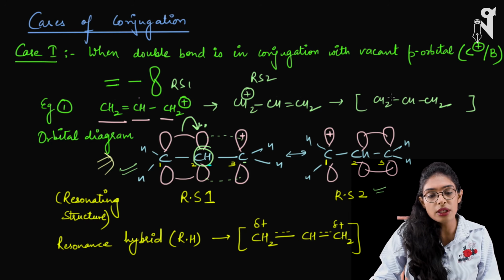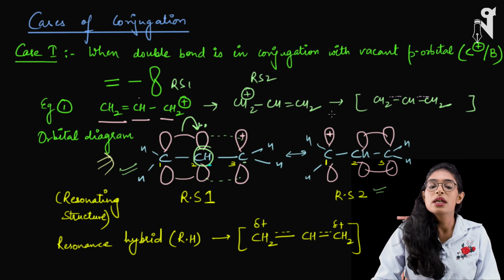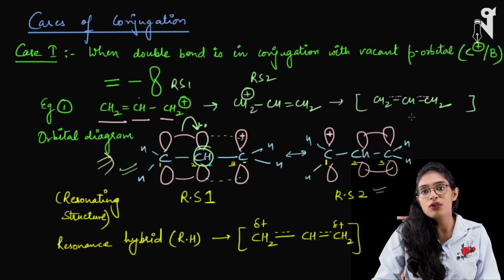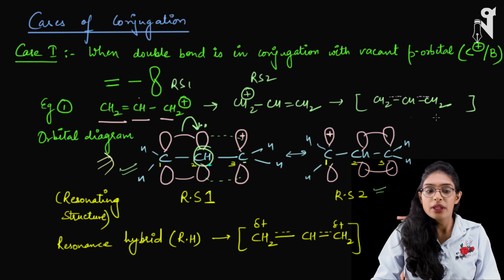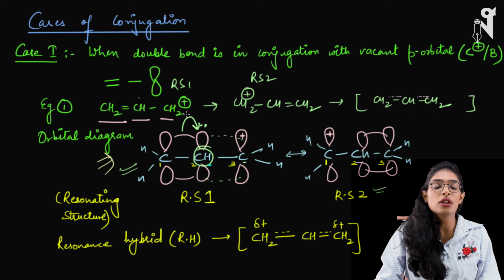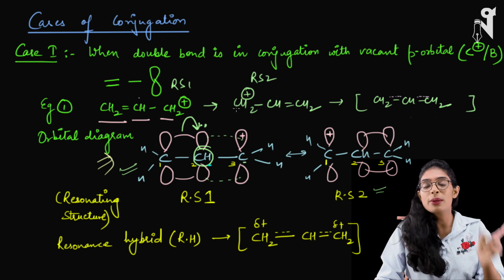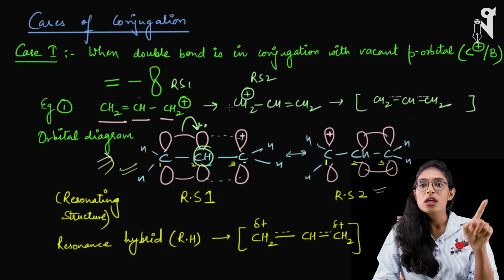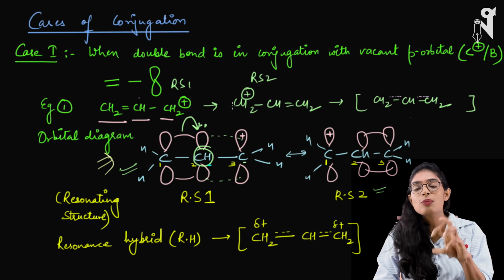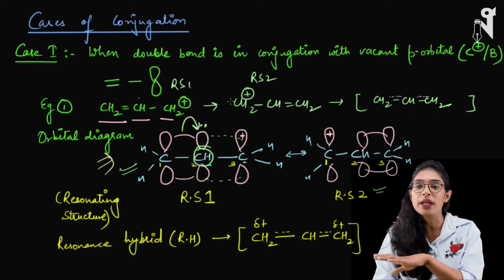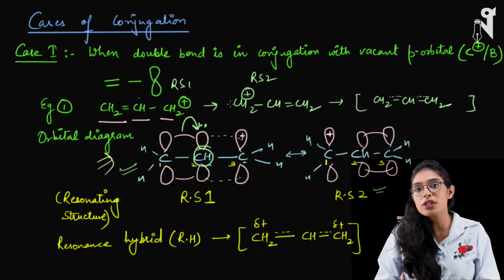So I can just represent the movement of the pi bond by dashes. That means for some time it is between first and second, and for some time it is between second and third. Then the positive charge which was on third has got shifted to first. So basically the positive charge is also moving. The third carbon is not always positively charged. It is positively charged for some time, and then the first carbon is positively charged for some time.